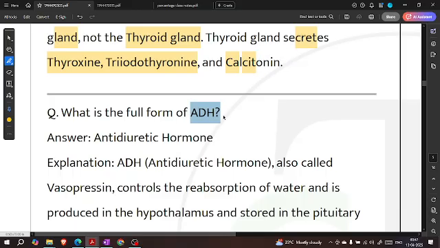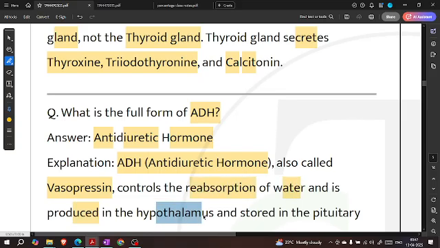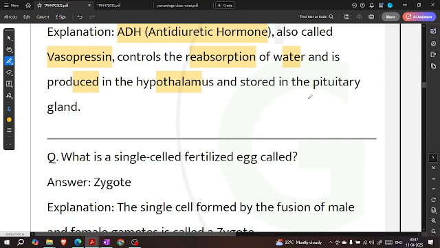What is the full form of ADH? Antidiuretic hormone. ADH, also called vasopressin, controls the reabsorption of water and is produced by the hypothalamus and stored in the pituitary gland.